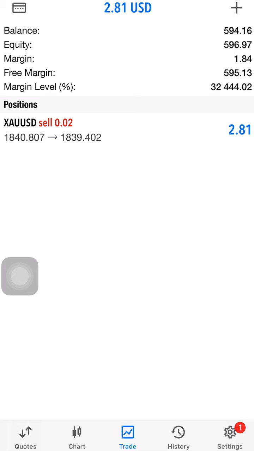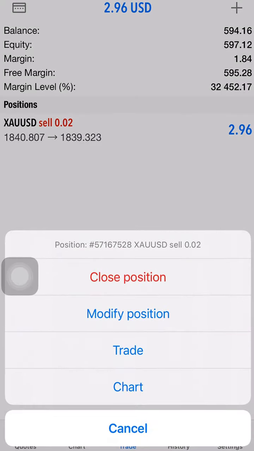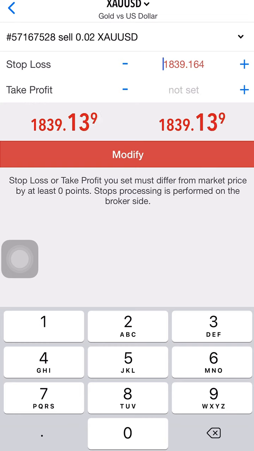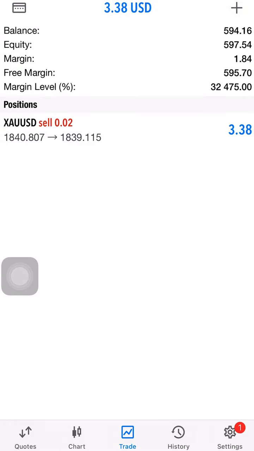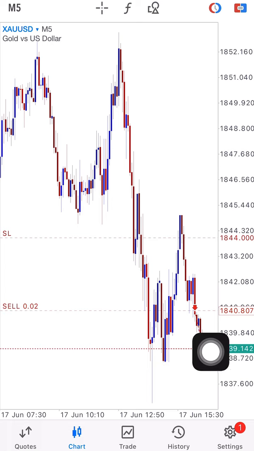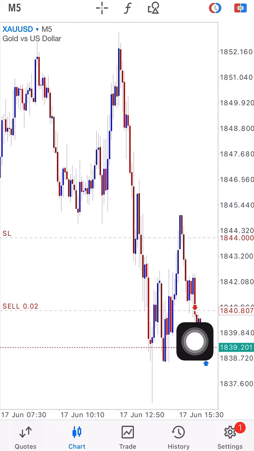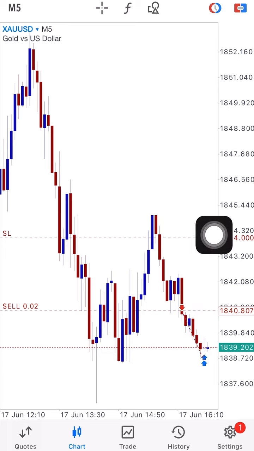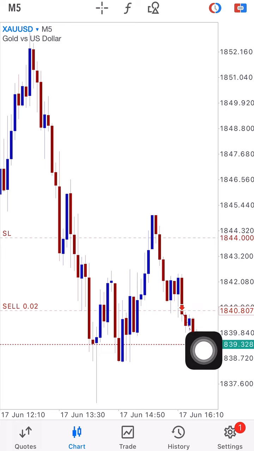When we talk about break even, let's say in this trade I entered at 1840, and I'm risking 40 pips, so my stop loss is going to be 1844. This is the stop loss that I set for the trade. I sold here, I set stop loss at this place, and the trade is in my direction at the moment.